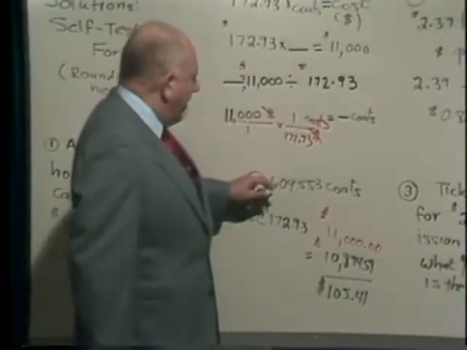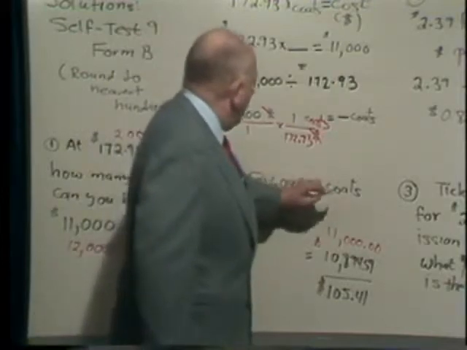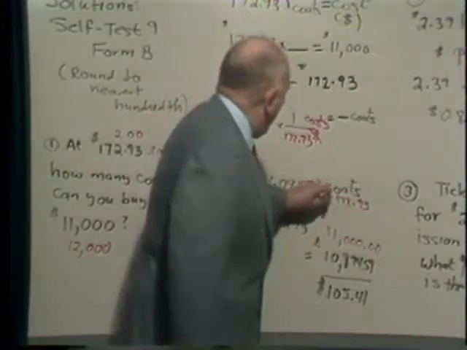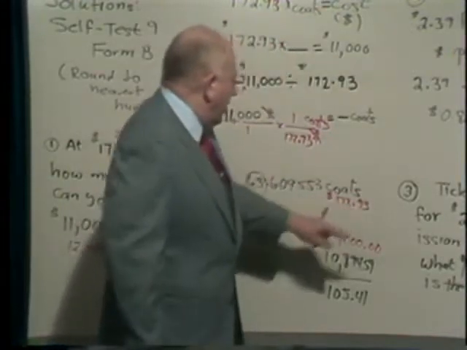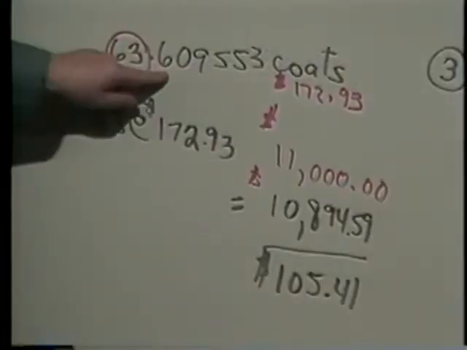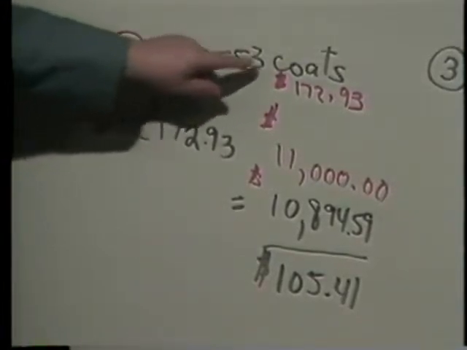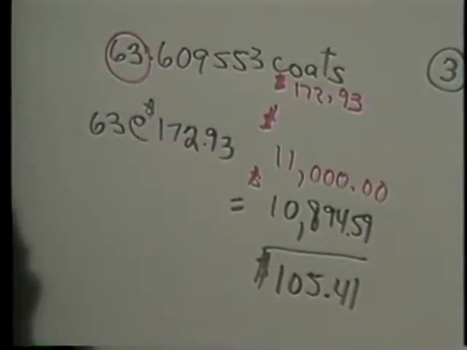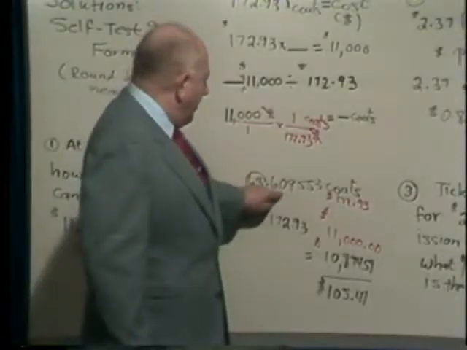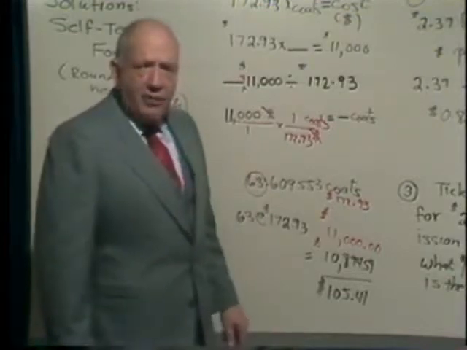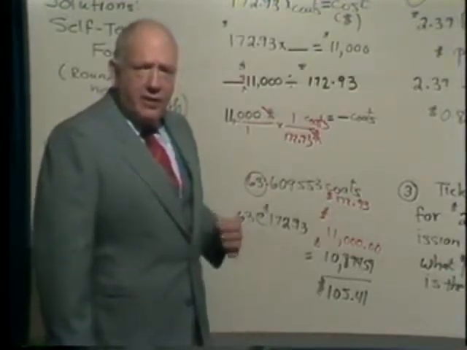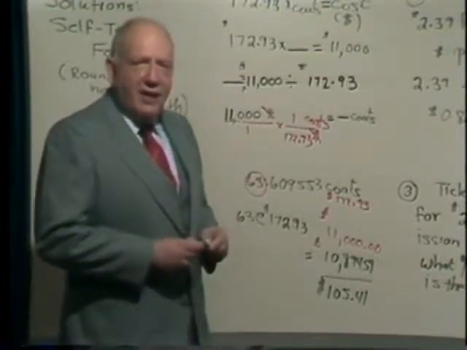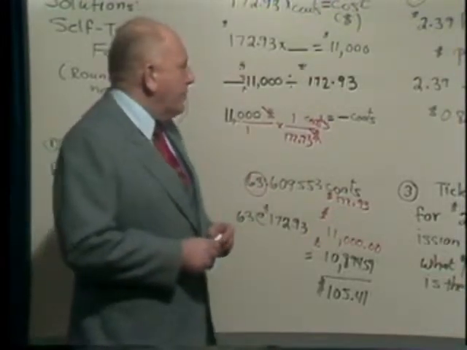And if you want to see another way of getting that, remember, each coat is worth in dollars $172.93. So if you took $172.93 and multiplied that by 0.609553, hopefully you should get what? The same $105.41 that you got this way. Again, this is not money, it's the fractional part of a coat. And in this problem, when you're dealing with money, each coat is the same as what? $172.93. And all the problems are done pretty much the same way.